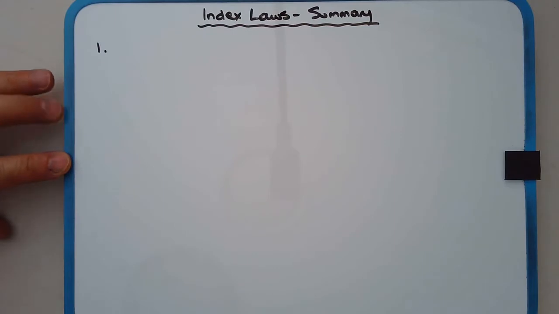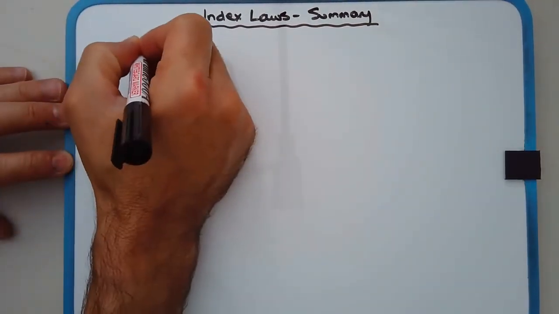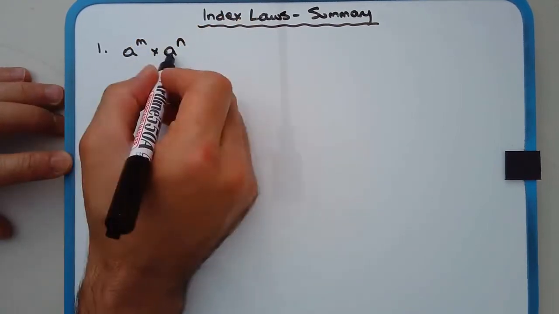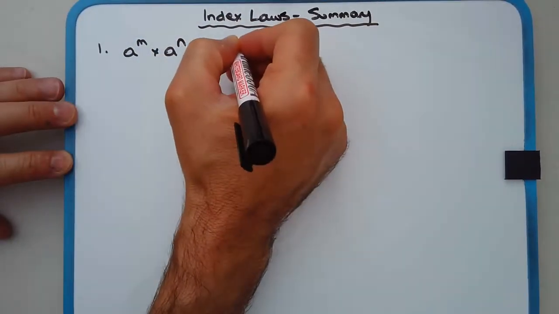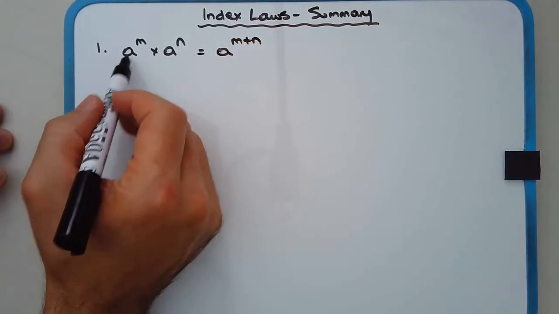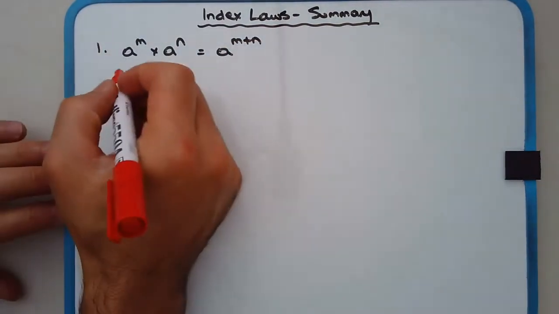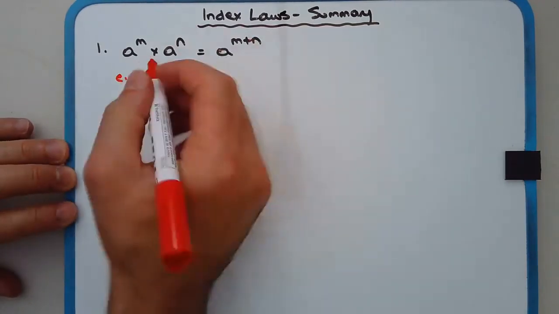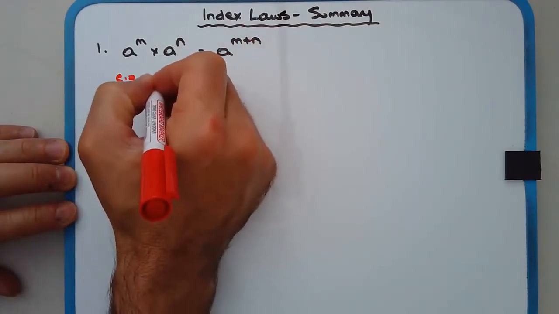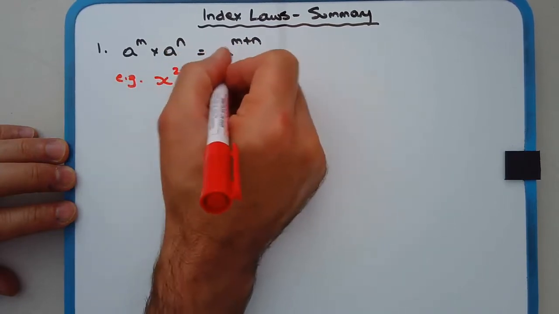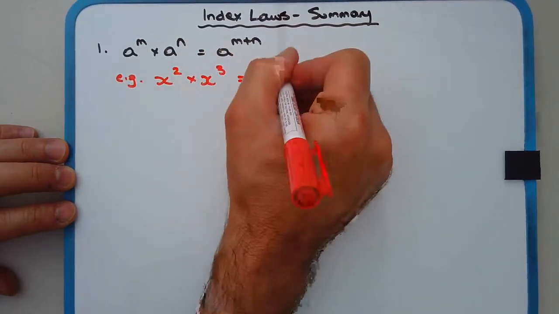Law number one states that if we have two terms, or more than two terms, with the same base, we add the indices. So if you had a to the power of m times a to the power of n, we add the indices. Let's have a look at an example of that. I'll just use a different pronumeral. So if we had, for example, x squared times x cubed, that's equal to x to the 5.